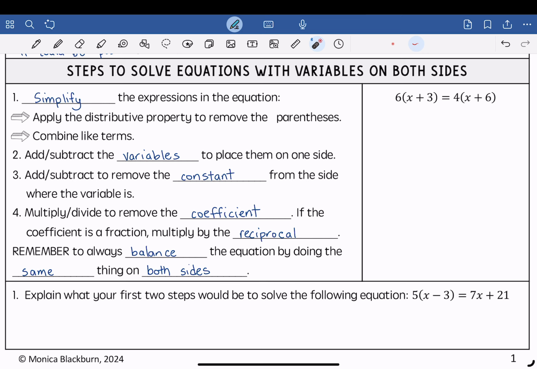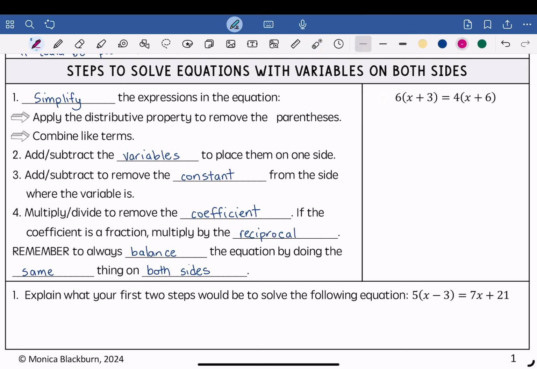Step 4, multiply or divide to remove the coefficient. If the coefficient is a fraction, multiply by the reciprocal. Remember to always balance the equation by doing the same thing on both sides. So now we're going to follow these steps and apply them to the equation on the right. Our first step will be to simplify.